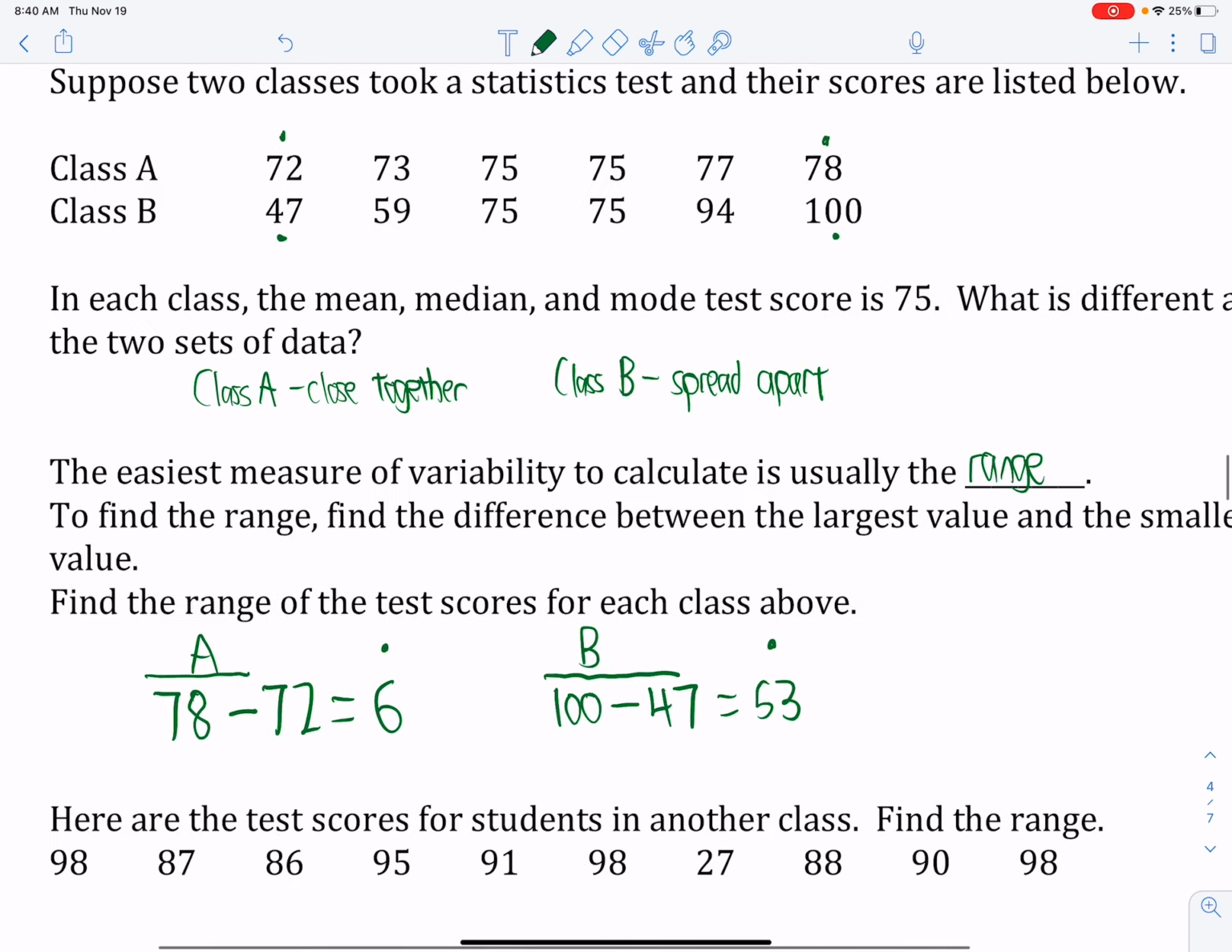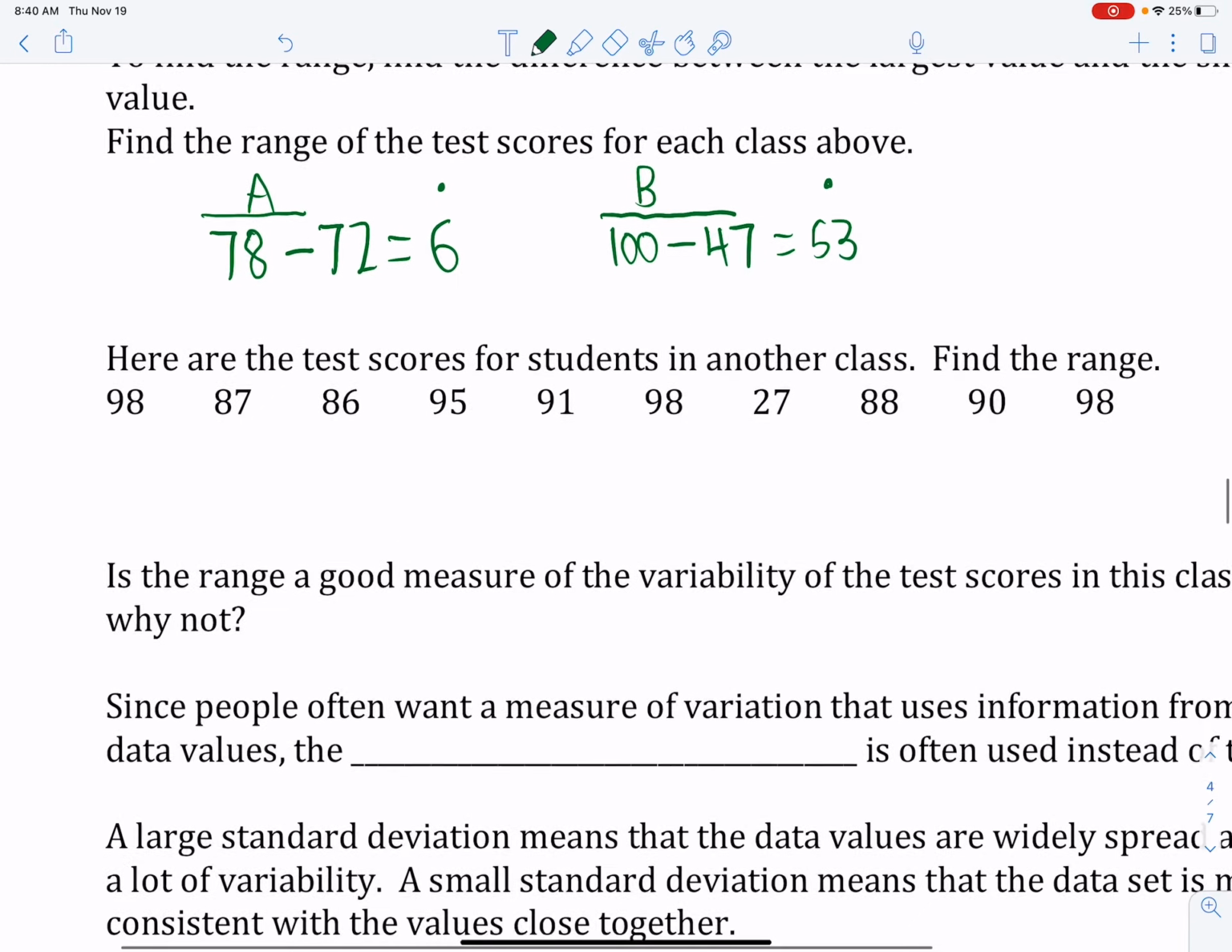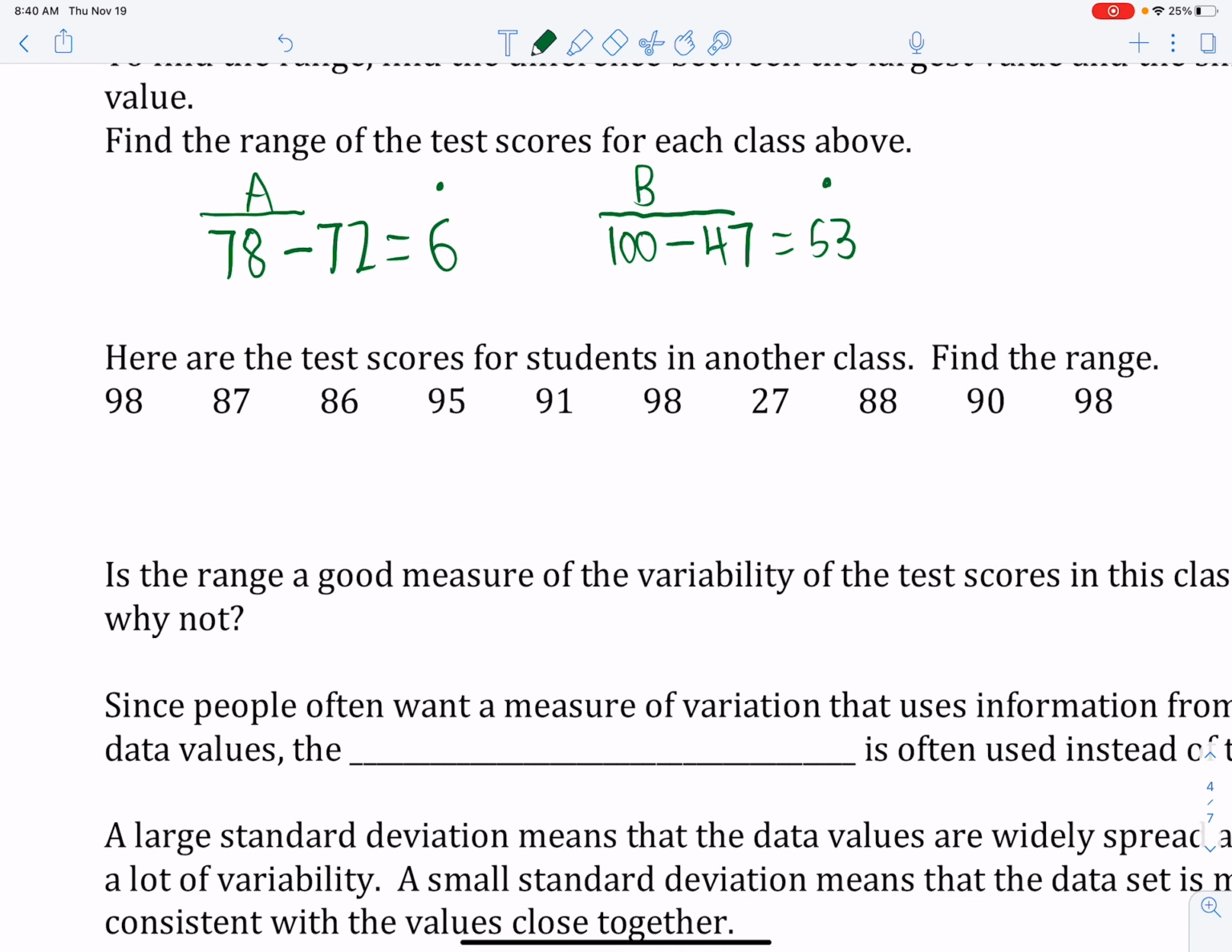Now let's take a look at an example of another class and their test scores. Here we've got a class where the test scores are 98, 87, 86, 95, 91, 98, 27, 88, 90, 98. So most of the test scores in that class were pretty good, a lot of A's and B's. Then there was one student here with a pretty low score. If we're finding the range in that class, you would take the highest test score, which is 98, and subtract the lowest test score, which is 27. Here we would get a range of 71 points.